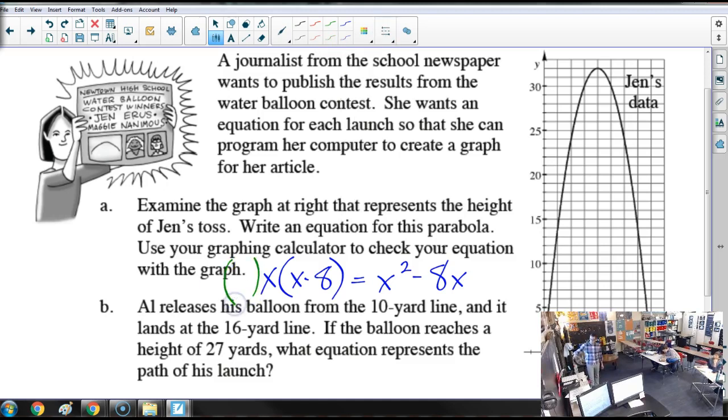It's at least a negative 1. Okay. Yeah. Right? Which makes this negative x squared plus 8x. Okay. But now we have to test, does that work?